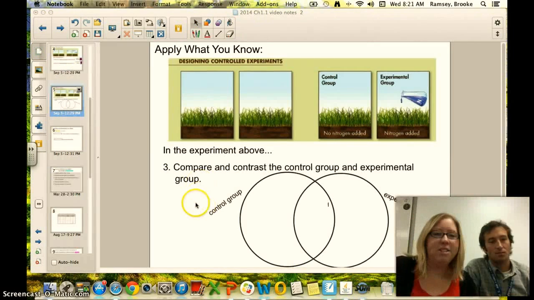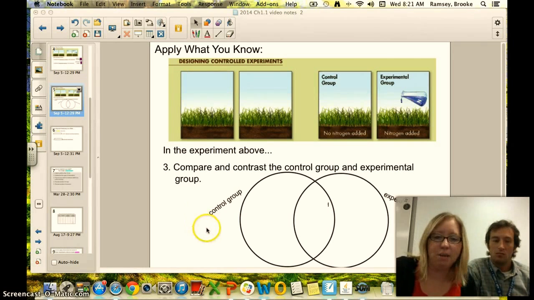Nice. All right, so Mrs. Gilpin was just talking about the difference between a control and experimental group, and so we wanted to represent that in a Venn diagram. So if you could draw a Venn diagram on your notes, pause this video for a moment so you can do that.